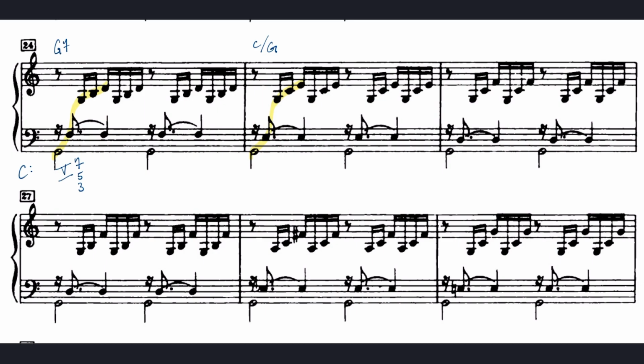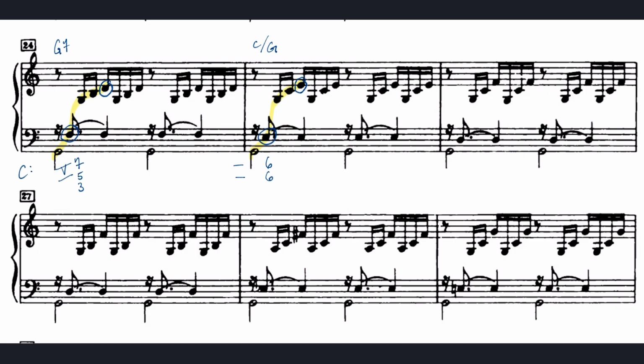And let's just observe what happens. So let's start with that seventh. Do you notice that this F right here migrates down a step by the next measure to E? So this becomes a 7-6. Now, the fifth above G in measure 24 is the highest note, which I'm going to circle right now, D. And in the very same location, that is on the onset of beat number two, in the treble clef, that D moves up a step to E.